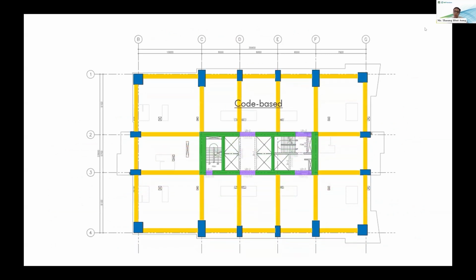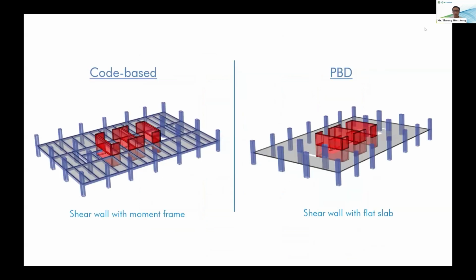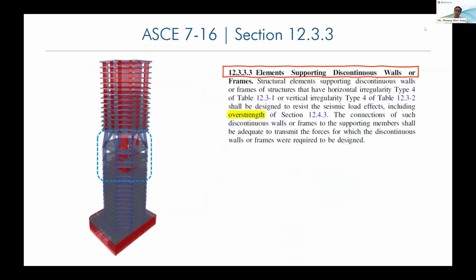With the code-based approach, we need to provide moment-resisting frames and shear walls as a dual system, and the structural system will use more materials. But with the performance-based design approach, we can use the flat slab system with the bearing wall, and we can have a clean structural system, which is favorable to architects. Here is a comparison between the code-based structural system and the performance-based structural system.